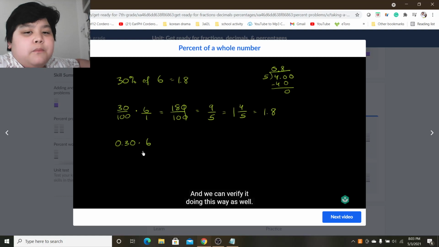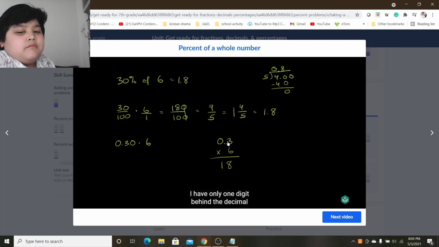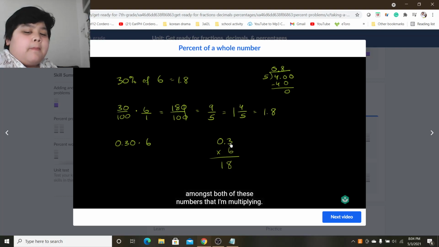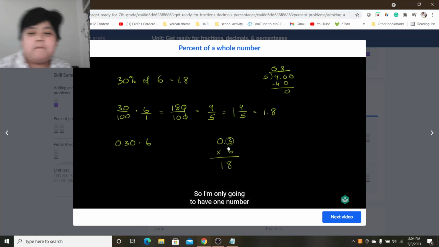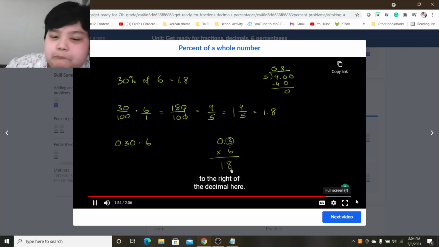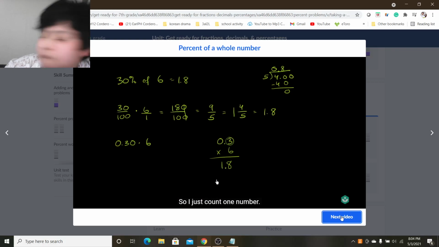And we can verify it doing this way as well. So if we were to multiply 0.30 times 6, let's do that. I could just write that literally as 0.3 times 6. Well, 3 times 6 is 18. I have only one digit behind the decimal amongst both of these numbers that I'm multiplying. I only have the 3 to the right of the decimal, so I'm only going to have one number to the right of the decimal here. So I'll just count one number.